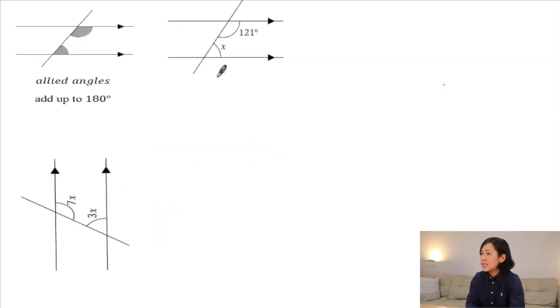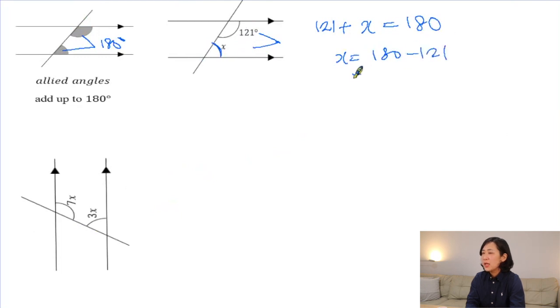Then next one is allied angles. Allied angles are quite easy to spot because they are underneath the two parallel lines and they're on the same side, right? So can you see 121 and x are allied angles adding together? And then we can see it's 180. So x is 180 take away 121, which is 59 degrees. That is the answer.